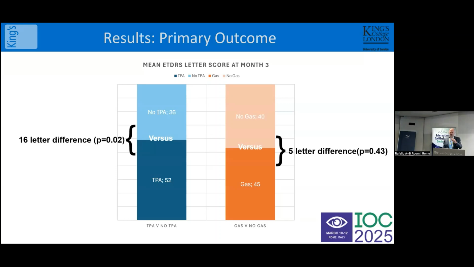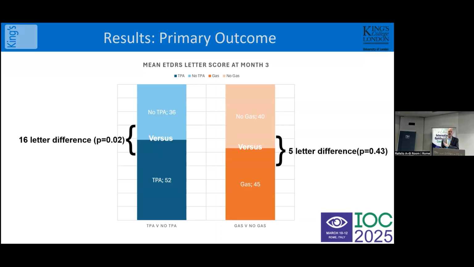So this is cutting straight to the results. And what we found was, I think, quite unexpected. We imagine that you need the TPA to dissolve that clot, and then you need the gas to massage that out of the way. But in fact, that's not what we found. This is only a small study, so you wouldn't expect to get a significant result. But as I say, the surprise was we did. The TPA resulted in a significantly better vision. And the reason it's significant is there's such a big difference between the 2 groups. So 16 letters, despite the fact that everybody's had anti-VEGF therapy. So that suggested it's the TPA that's having a really big effect.